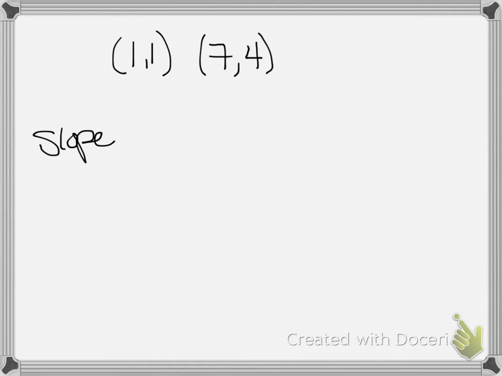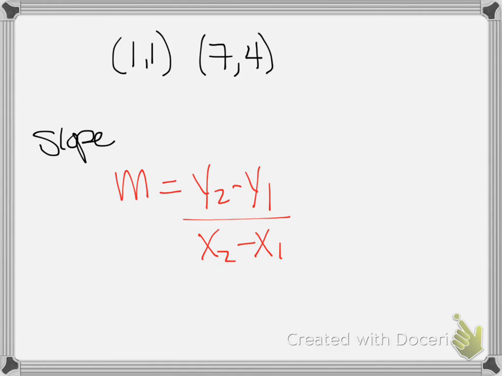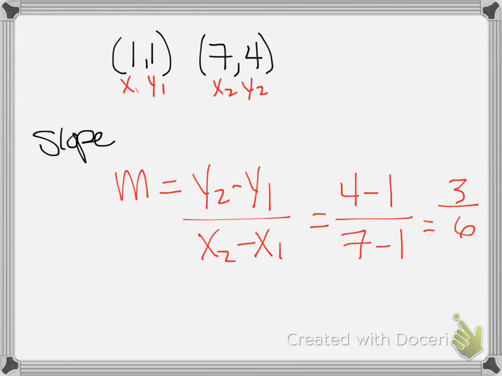Okay, this time I want to find slope. So my equation for slope, m equals y2 minus y1 over x2 minus x1. So x1, y1, x2, y2. So on top I'm going to get 4 minus 1. Bottom I'm going to get 7 minus 1. So I'm going to get 3 over 6. 3 over 6 reduced is 1/2. Okay, so my slope is 1/2.